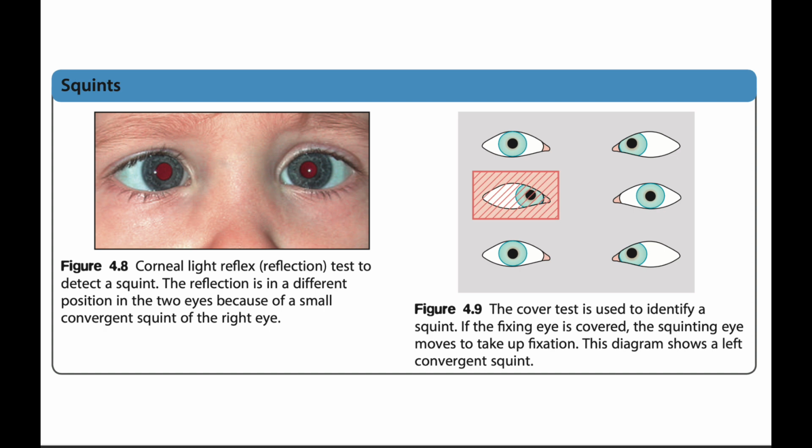Paralytic squint is rare, varies with gaze direction, and is due to paralysis of the motor nerves. This can be sinister because of the possibility of underlying space-occupying lesions such as brain tumor. Corneal light reflex test. Non-specialists can use this test to detect squints, as shown in figure 4.8, which shows the corneal light reflection test to detect a squint. The reflection is in a different position in the two eyes because of a small convergent squint of the right eye.